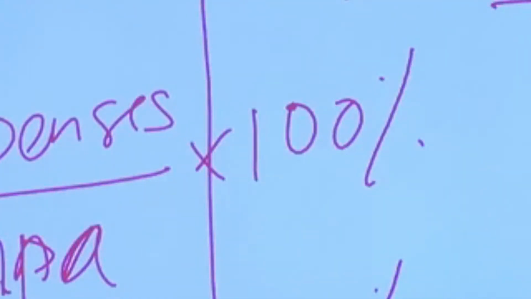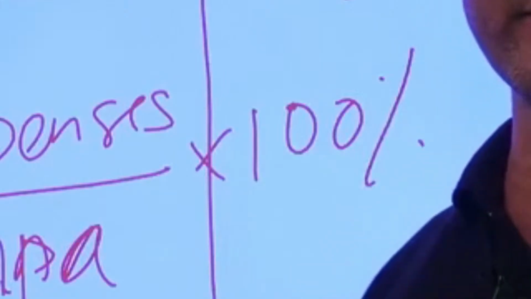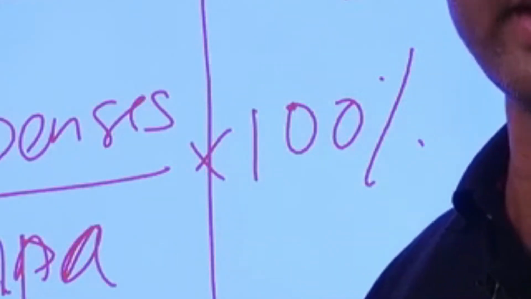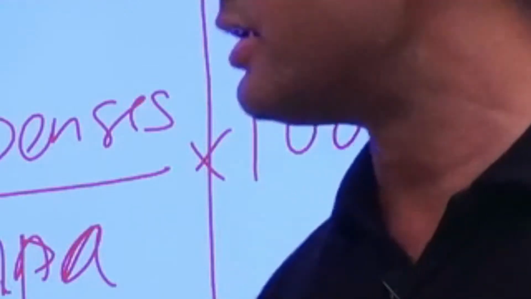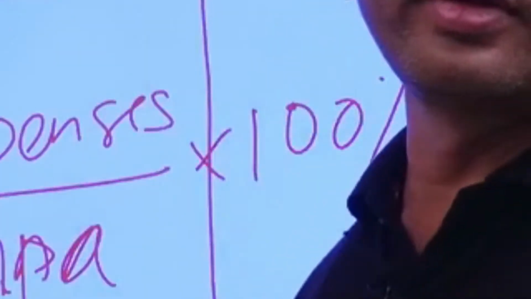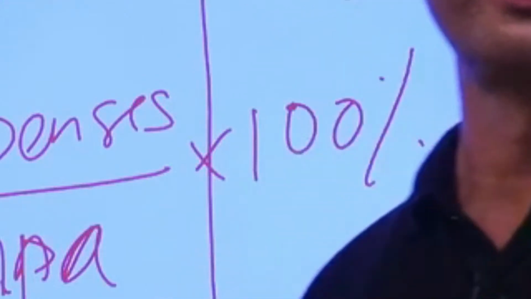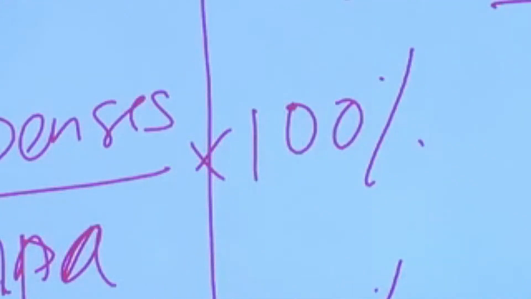If they want ROE, they'll have to give you shareholders' equity. Shareholders' equity is to be given. Then you can find out ROE. There is also a relationship between ROA and ROE. So what is that relationship?